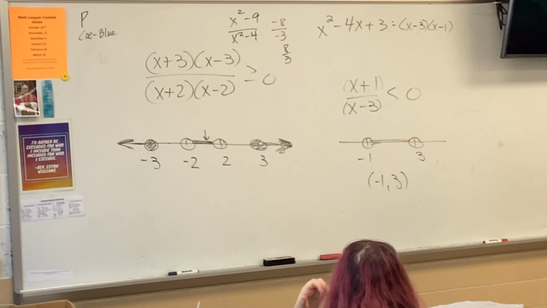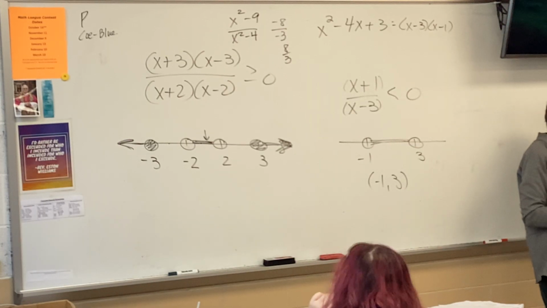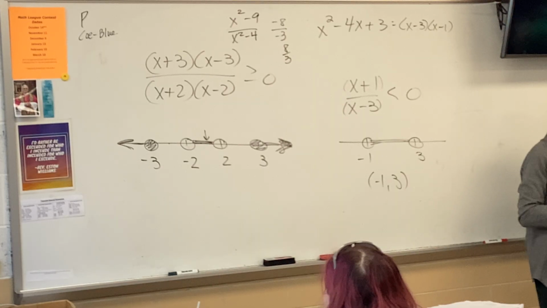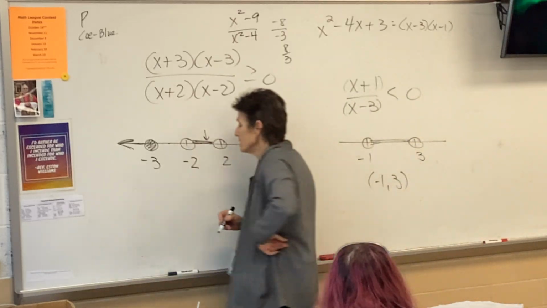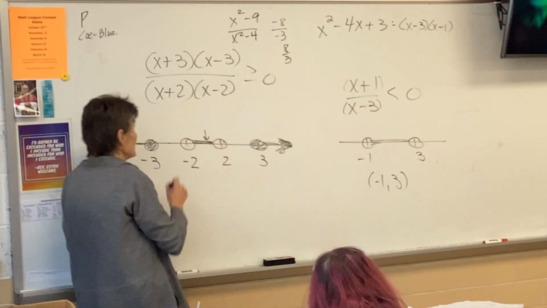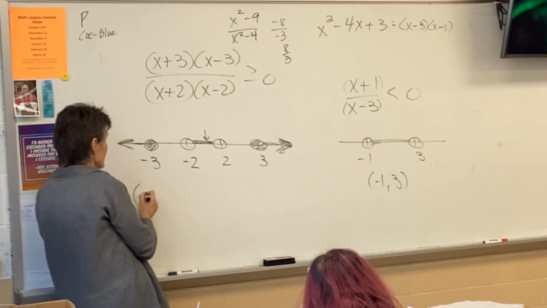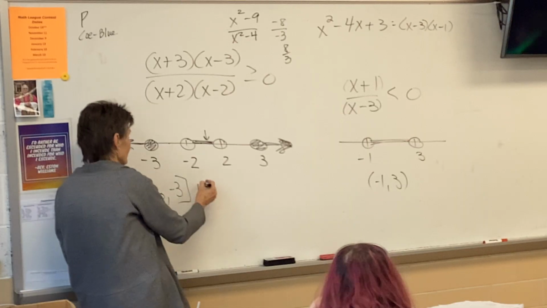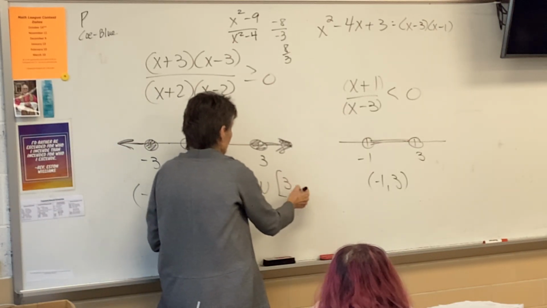Denominator dots always open. No matter what symbol is in the problem, if the dot is coming out of the denominator, it will be open. So, these 2 came out of the denominator, so they're open. Negative infinity to negative 3. Negative 2 to 2. And 3 to infinity.